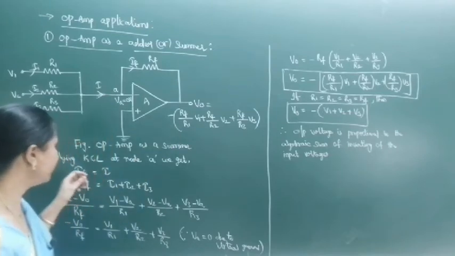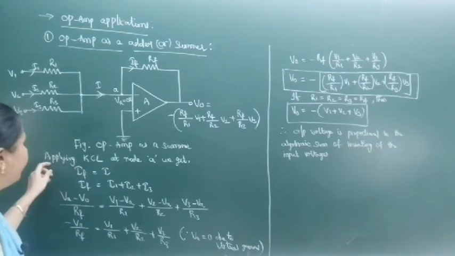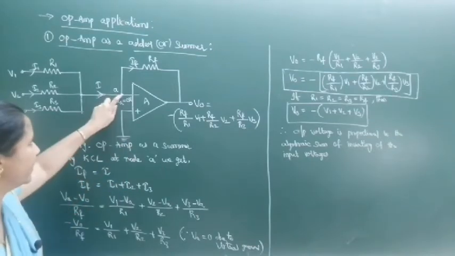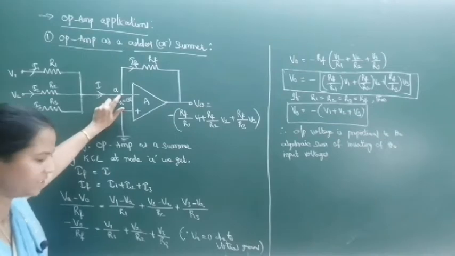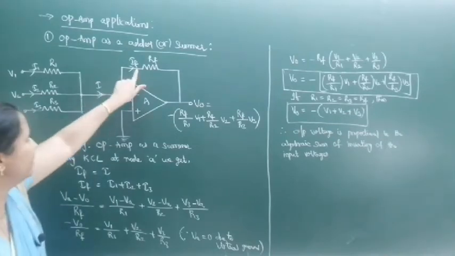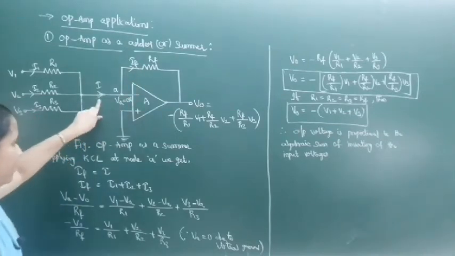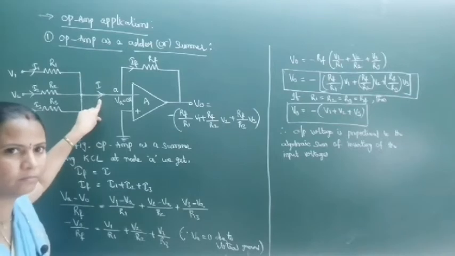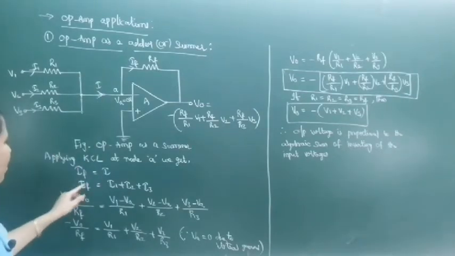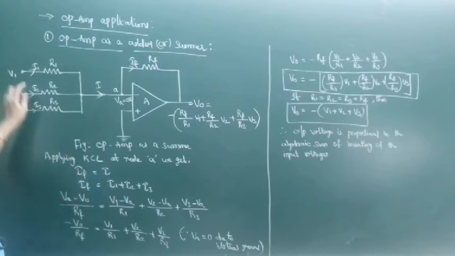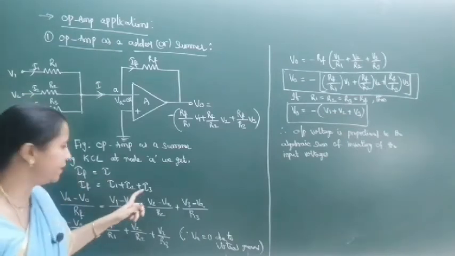So here we have one derivation. If you apply Kirchhoff's current law at node A, the feedback current IF is equal to the summing current I. What is I? It is the sum of the individual currents I1, I2, I3. So I equal to I1 plus I2 plus I3.